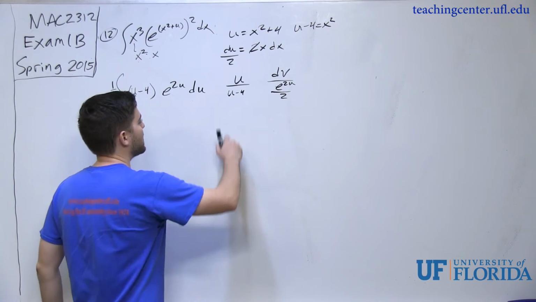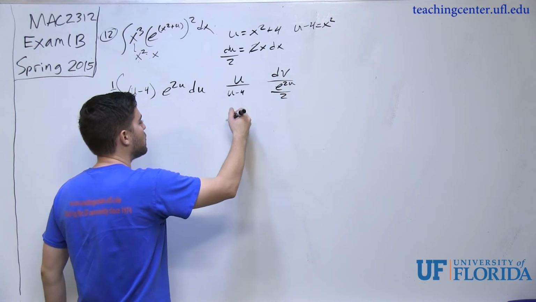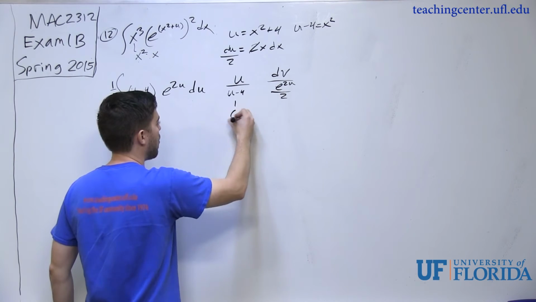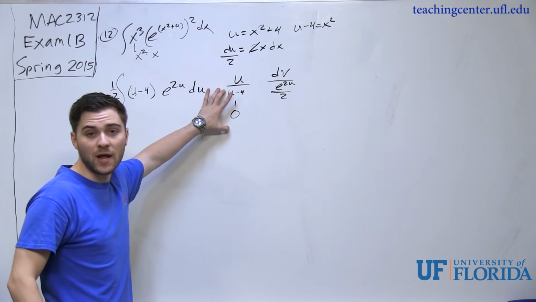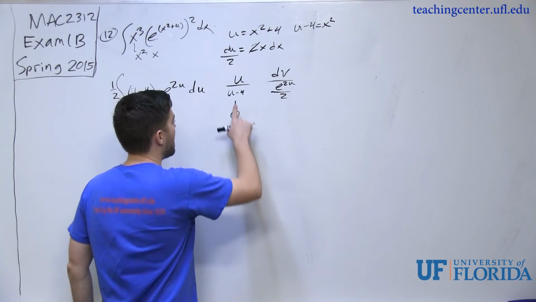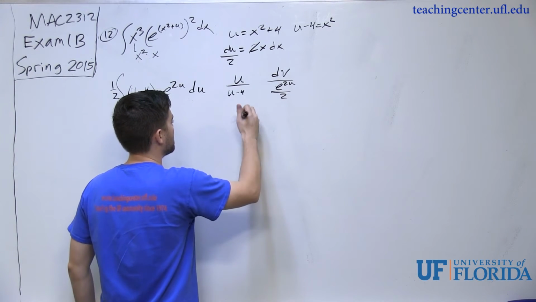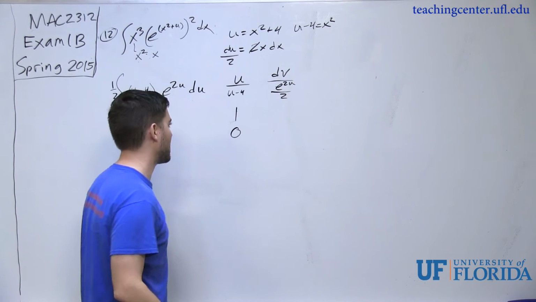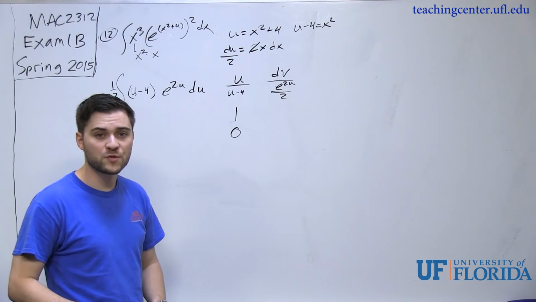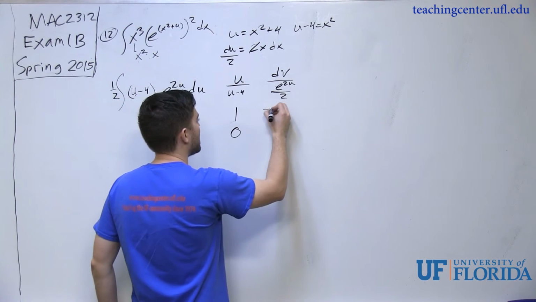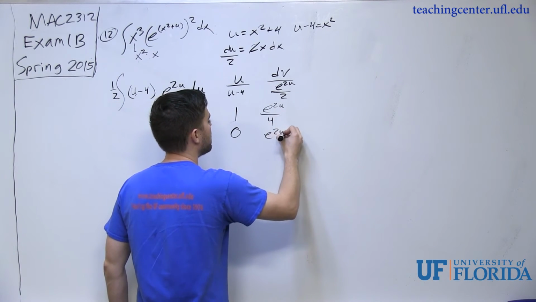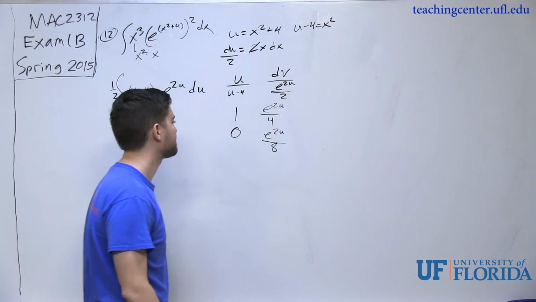If I go through and derive this term, the derivative of u minus 4 is just 1, and then the derivative of 1 is 0. So this does terminate, which is good. That means integration by parts is probably the best way to go about this. I'm going to give myself a little more space so that I can write out the diagonals. When I integrate e to the 2u over 2, with respect to u, that becomes e to the 2u divided by 4, and then e to the 2u divided by 8.